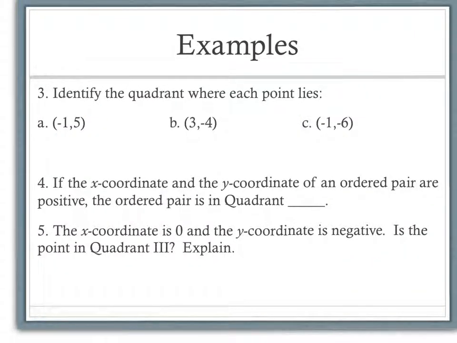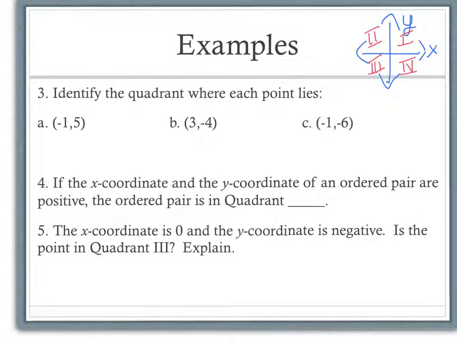Now we're going to look at some examples where we identify the quadrant where each point lies. If you need to, you can refer to the graph just above these examples, or you could go back to the first page and refer to the graph where the quadrants are marked. And I'll even sketch that off to the side here. So if we had our x and y axes, so here's x and here's y, and remember this is quadrant 1, 2, 3, and 4.